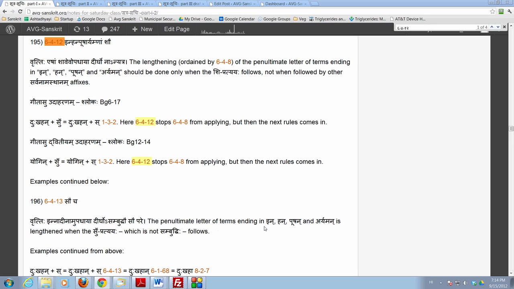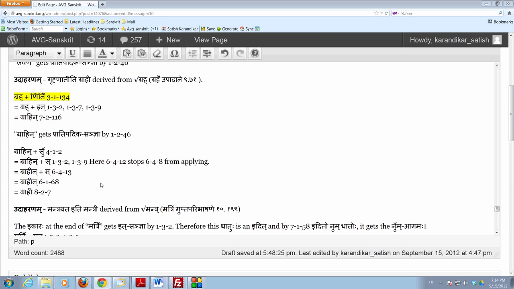The penultimate letter of the terms ending in In, Han, Pushan, Aryaman is lengthened when the Su Pratyaya, which is not Sambuddhi, follows. So this is only declension details. So we apply 6413 Saucha and do the Upadha Dirgha Adesha, and it becomes Grahin. And finally Halnyabhyo Dirghat Sutisi Apriktam Hal, this Apikta Pratyaya Su Pratyaya, which is now Sakara. After doing Anubandha Lopa, it's Sakara. That takes Lopaha by 6168.